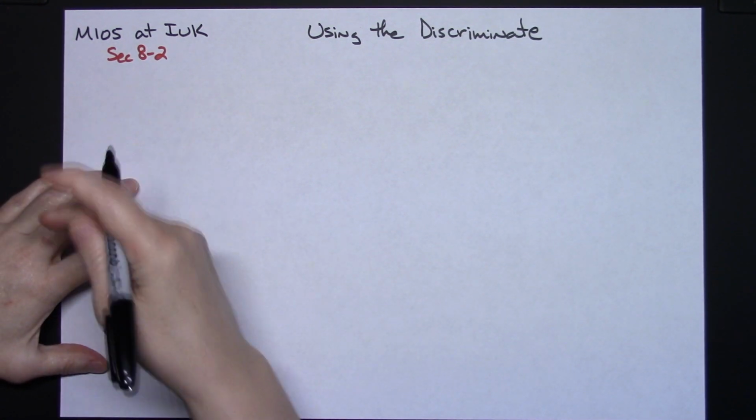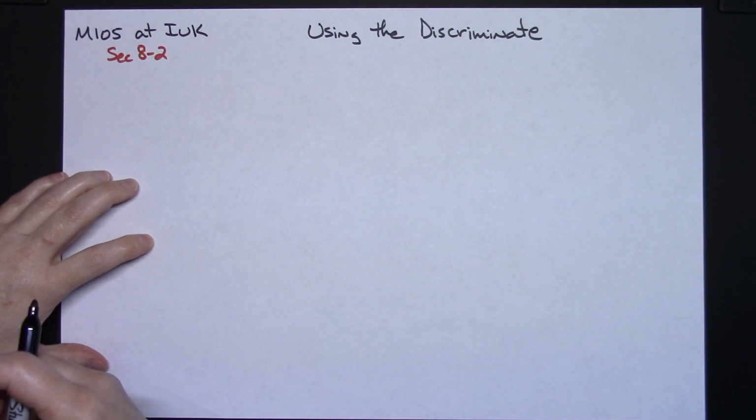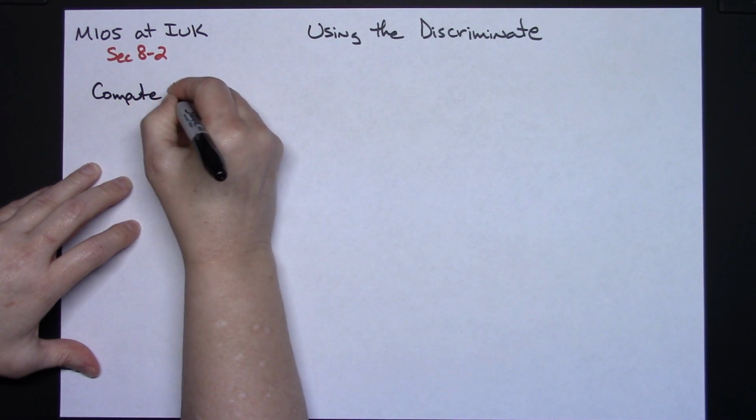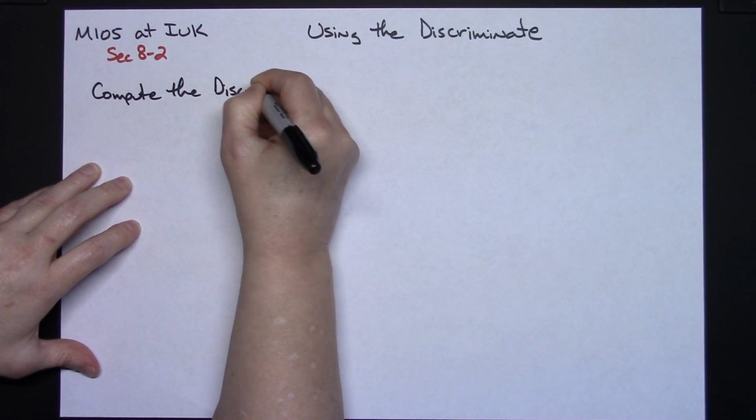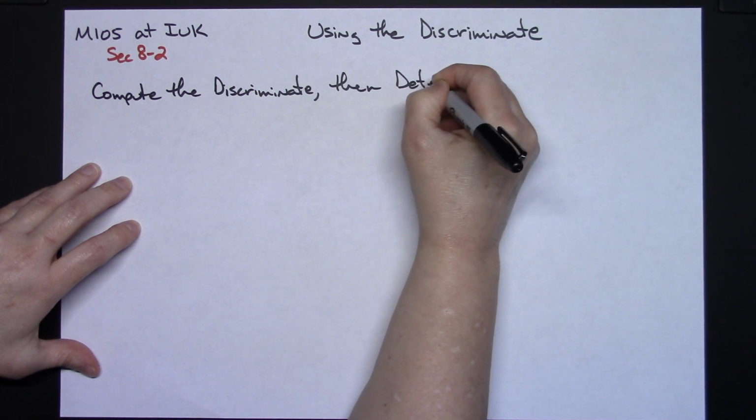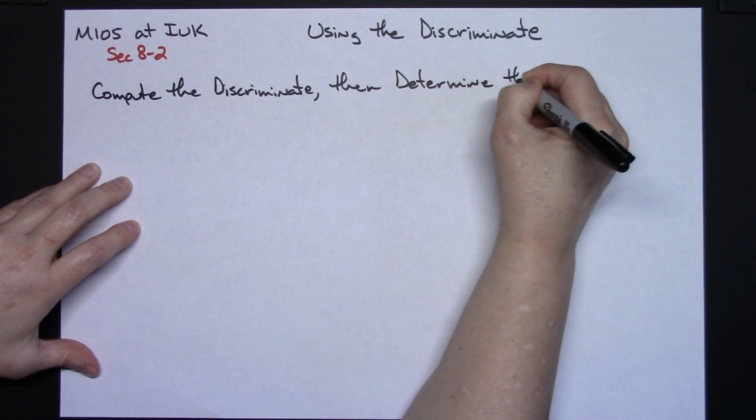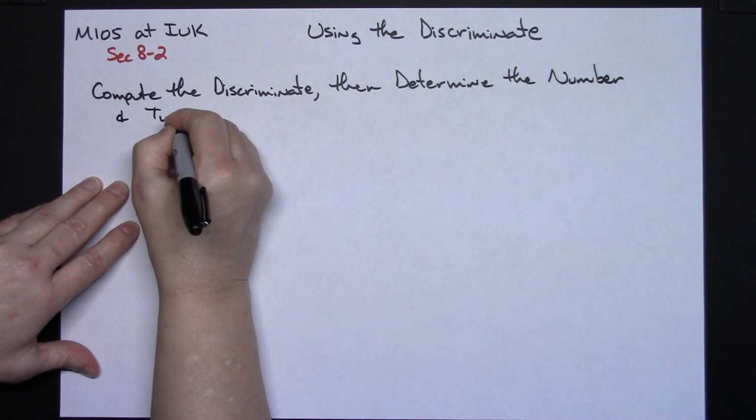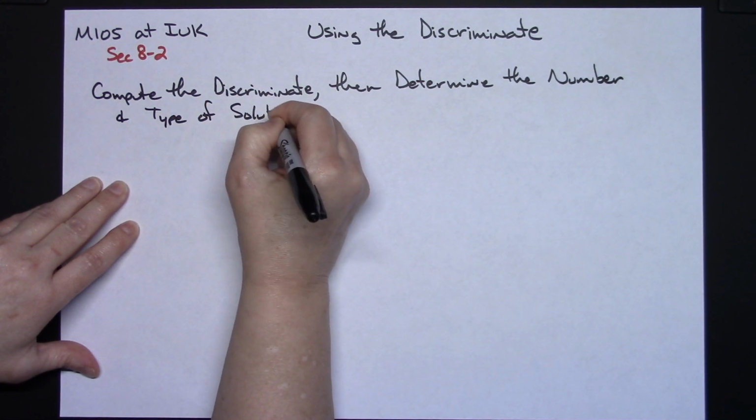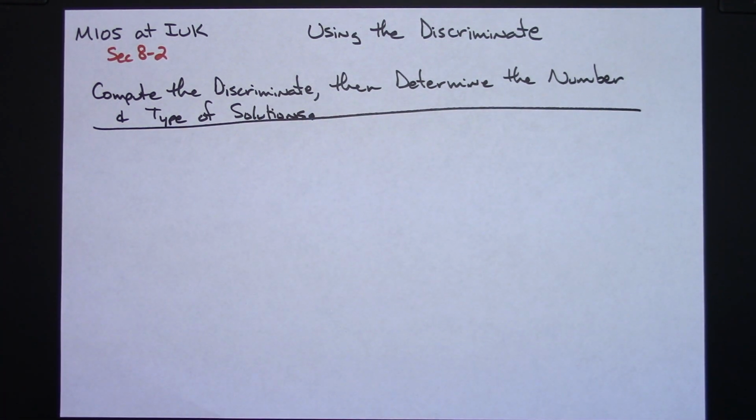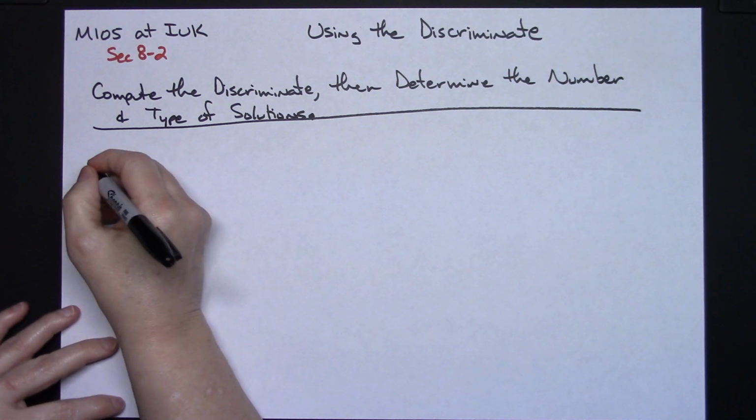I'm going to actually write the directions, because a lot of times using this discriminant and actually finding the solution, students get confused here. So let's say the directions say compute the discriminant, then determine the number and type of solutions. Very specifically, we're not actually going to use the quadratic formula and figure out what they are. We're just going to analyze what they're going to be. We're going to figure out how many solutions we're going to have and then what type of solutions those are.